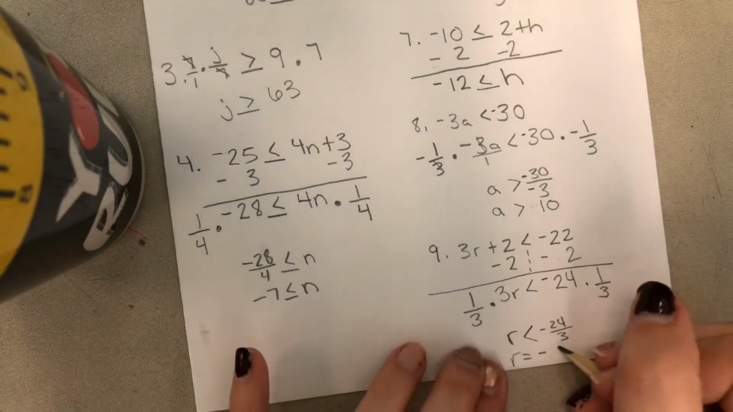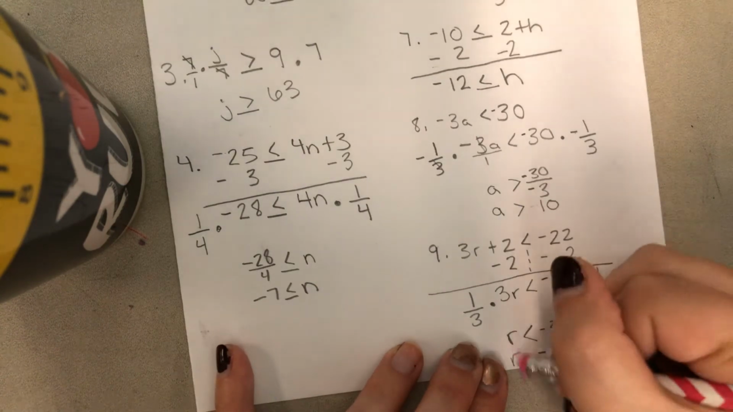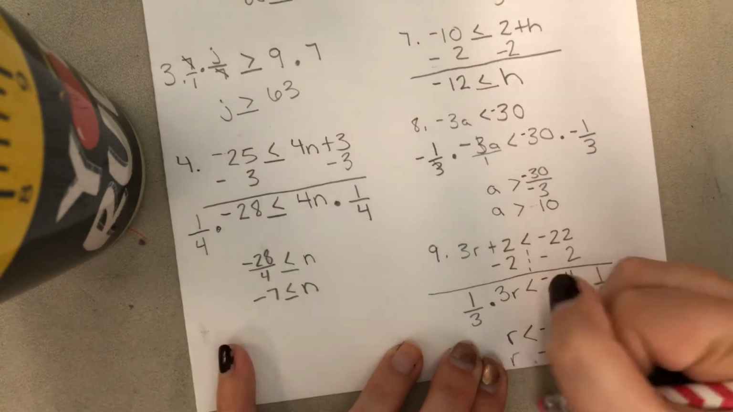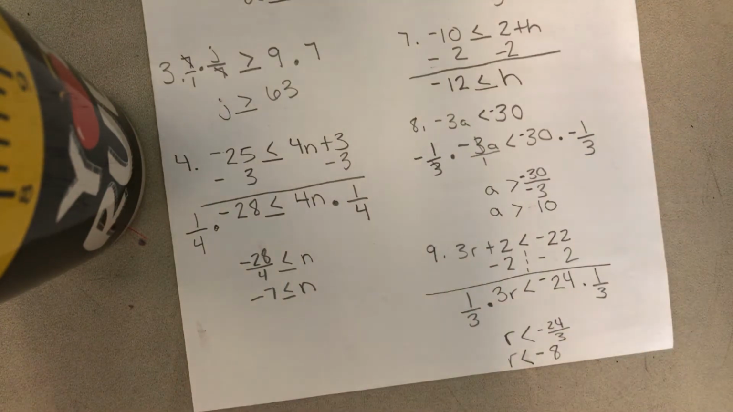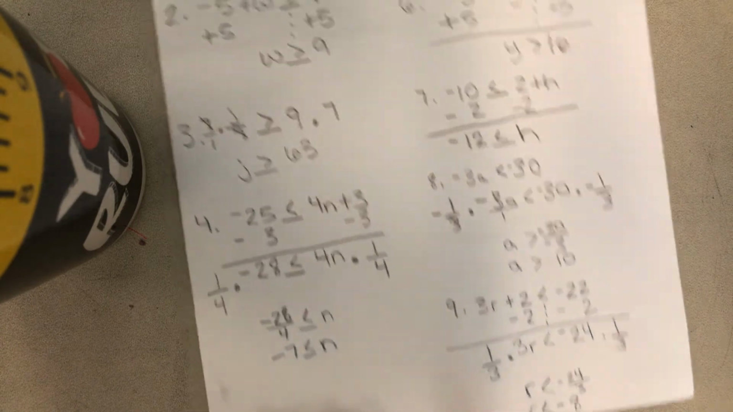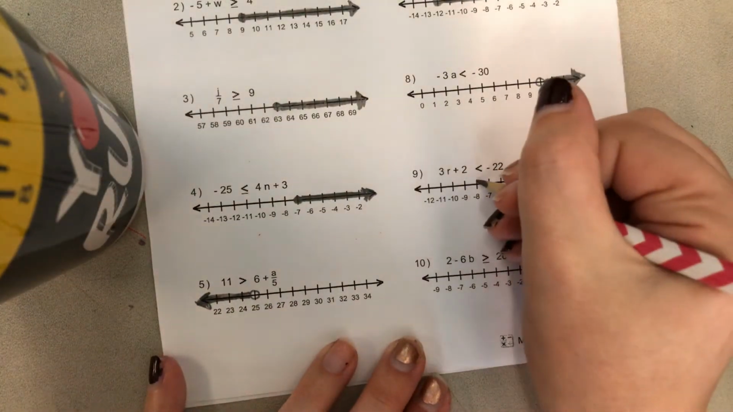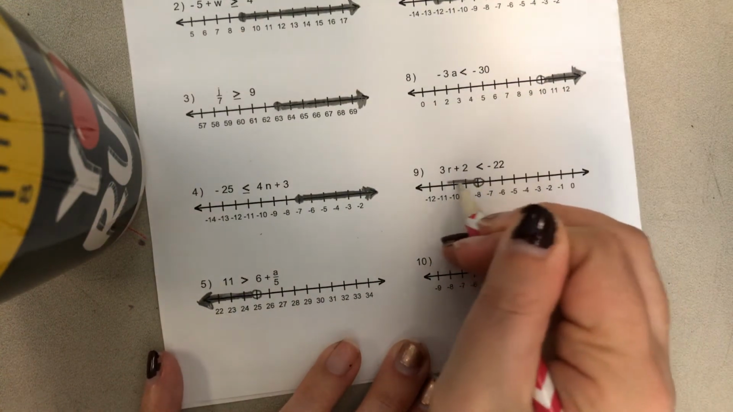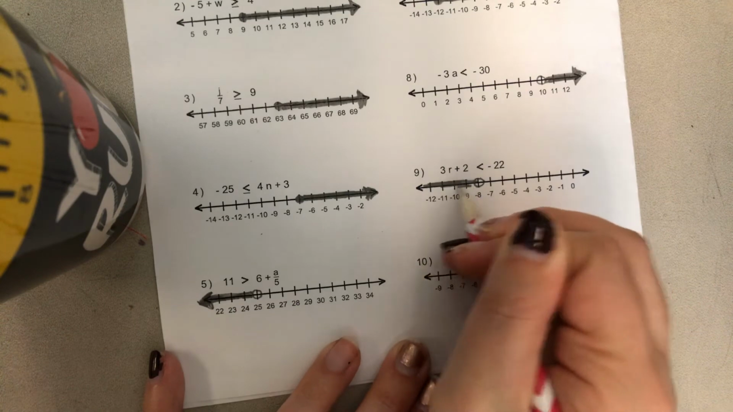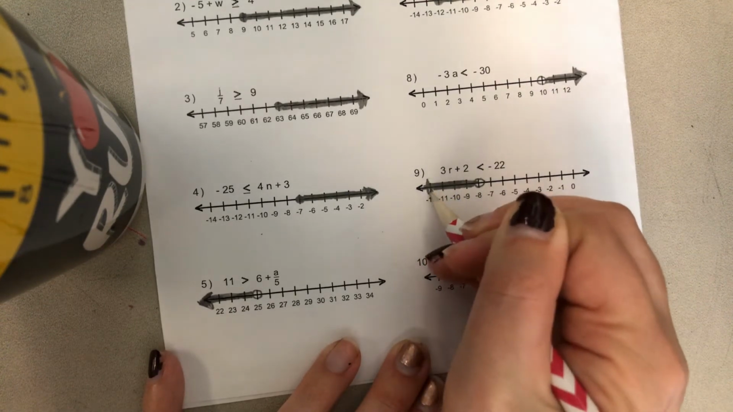Okay, making sure. Oops, I changed to an equal sign. Try not to rush. So r is less than negative 8. So that means we're having an open circle at negative 8, and all numbers that are less than that. So we're going to the left. This negative 9 is less than negative 8.